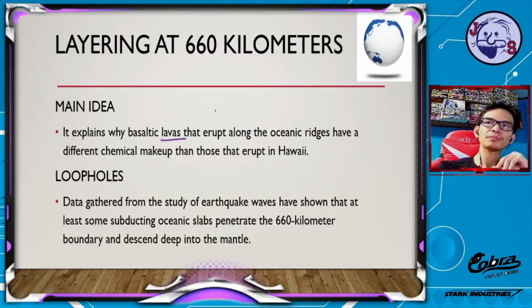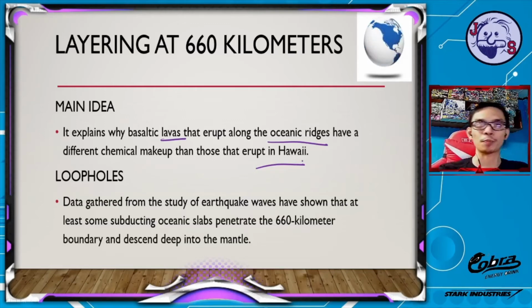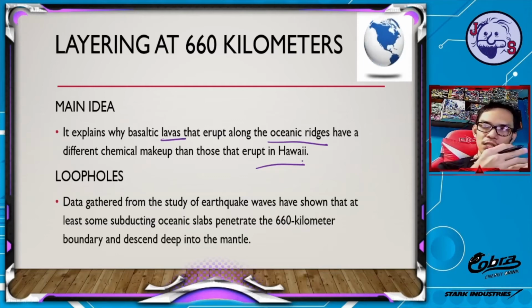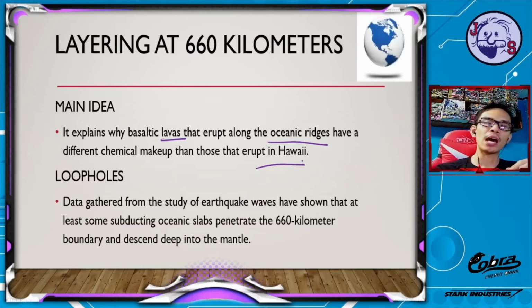The lava found in oceanic ridges is different from that in the Hawaiian Islands. The Hawaiian Islands are a hotspot. Remember our last video lesson, testing the plate tectonics theory? It talks about the hotspot, which has a different chemical composition compared to the lava found in the oceanic ridges.